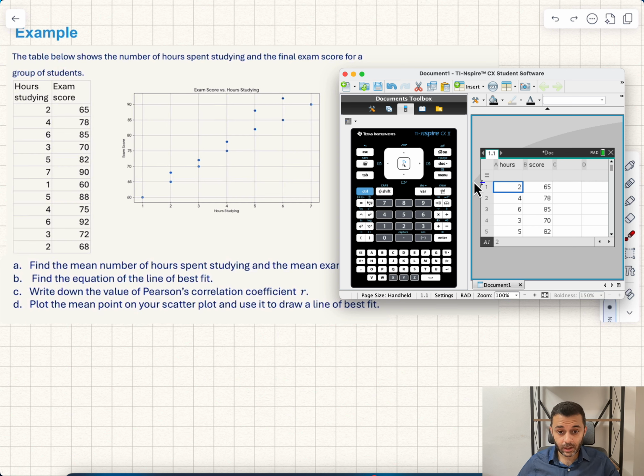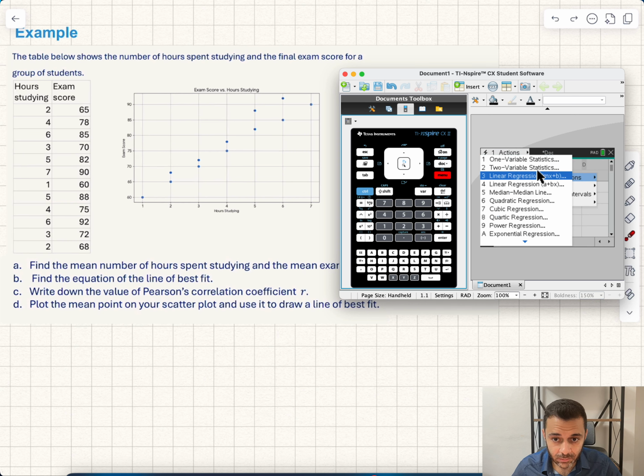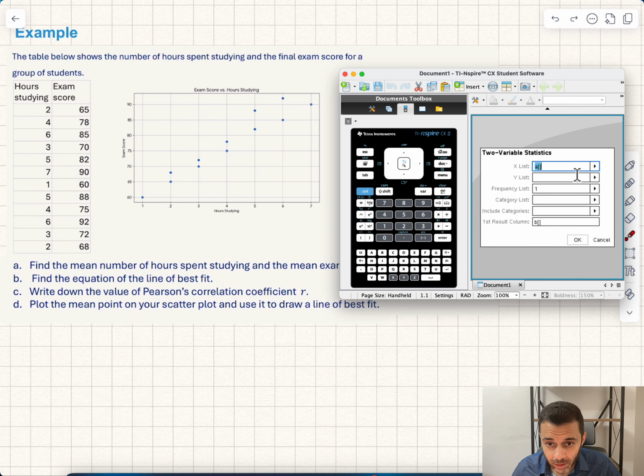After that, we are solving only question A, finding the mean of the number of hours and the mean of the exam score. So here we'll do now menu, statistics, and then you do stat calculations. Here, first we will do 2 variable statistics. We have here 2 variables, the hours and the exam score. Then for the X list, we will choose the hours, of course, as we named it. And for the Y, it will be the scores.